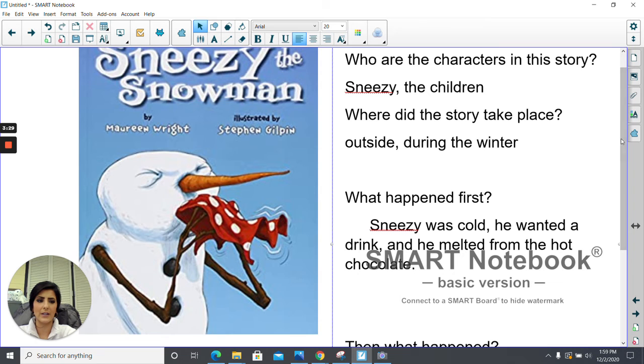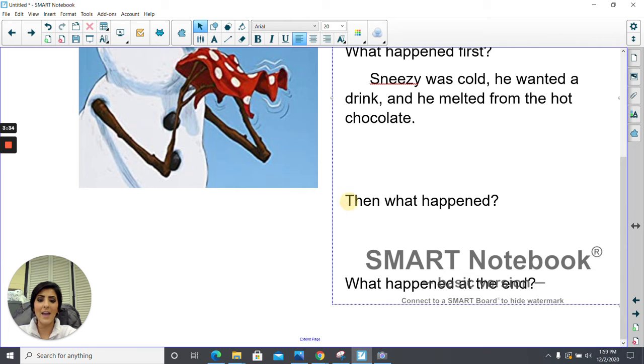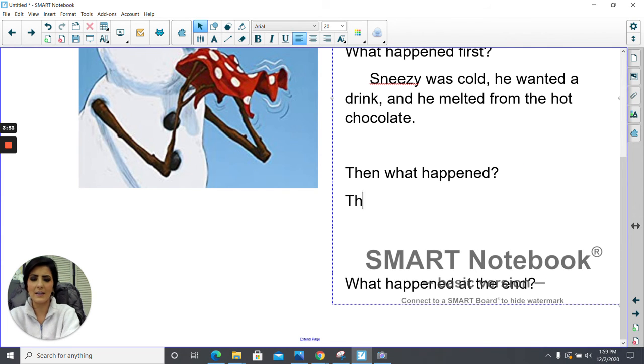And let me move my screen down here to get rid of that watermark. And then it says, then what happened? So let's read a little bit further. The children cried out, what should we do? A voice from the puddle said, make me brand new. They rebuilt Sneezy as snowflakes flew. A cold winter wind swirled and blew. So then what happened is the children rebuilt Sneezy, right? They worked together to make him into a new snowman.